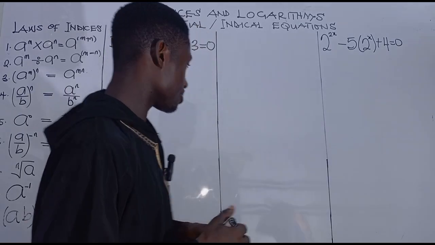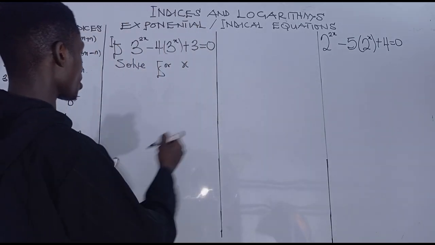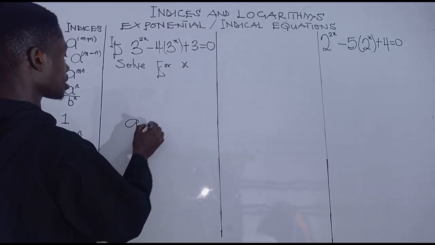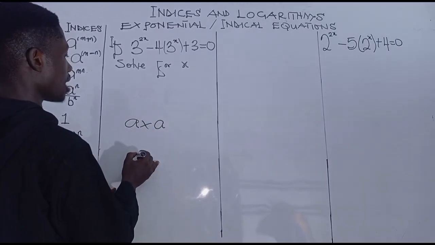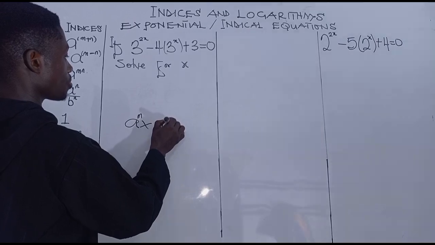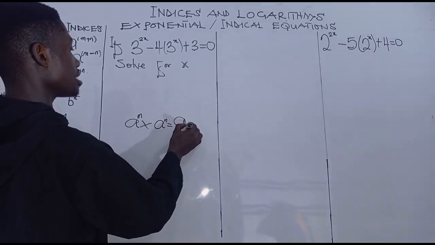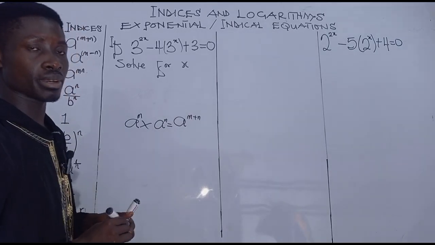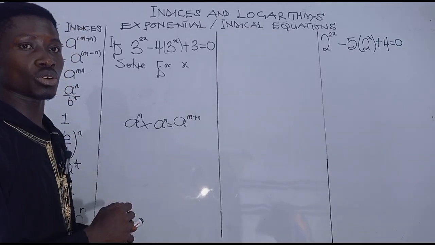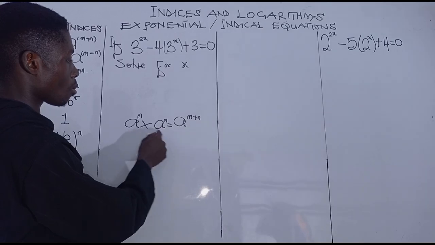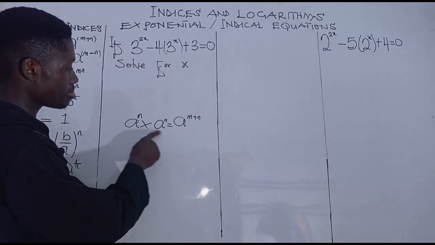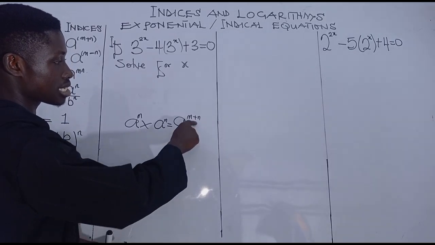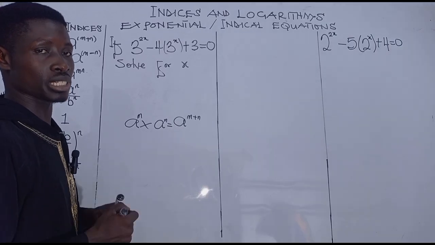So we said that when you have two numbers multiplying, and they have the same base, what we do is pick one of the bases and then add their exponents. That is the multiplication law. When you have two or more numbers multiplying with the same base, we pick one of the bases and add their exponents.